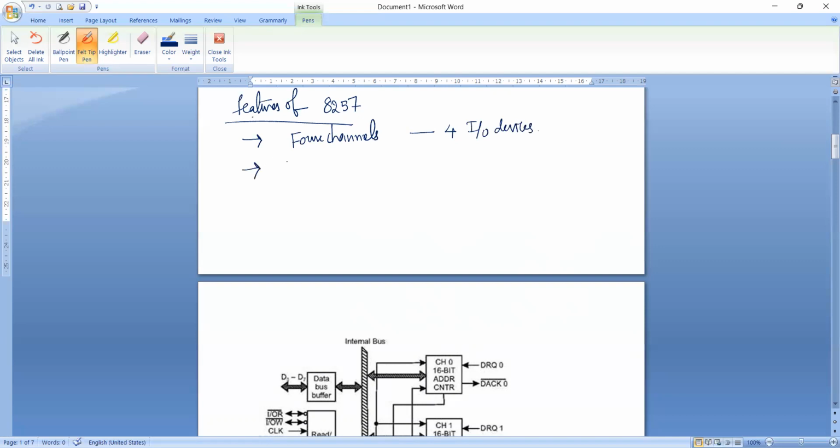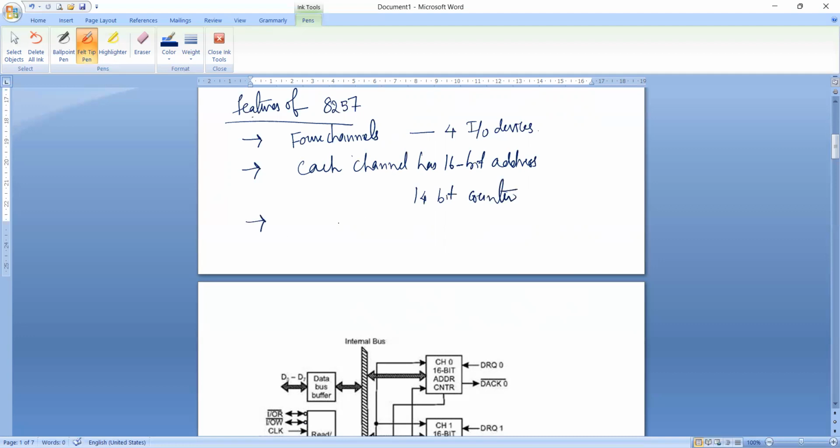The second feature is that each channel has a 16-bit address and a 14-bit counter.